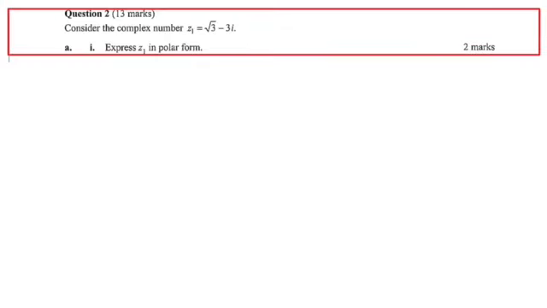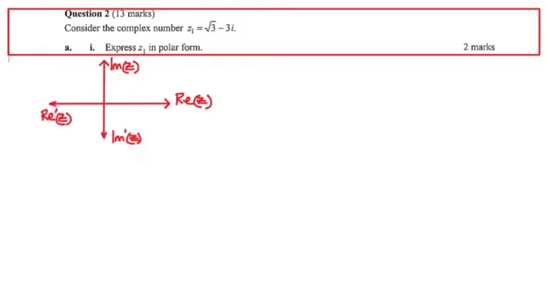Question 2 now, worth 13 marks. Complex numbers. Here we go. Consider the complex number z1 is root 3 minus 3i. Express that in polar form for 2 marks. Well, I can certainly do that for 2 marks. Can you? So, draw a little picture. I always recommend you draw a little picture so you don't get it wrong. So we're driving the car out from the garage, which is the origin. We're going root 3 units out to the right and then 3 units down.